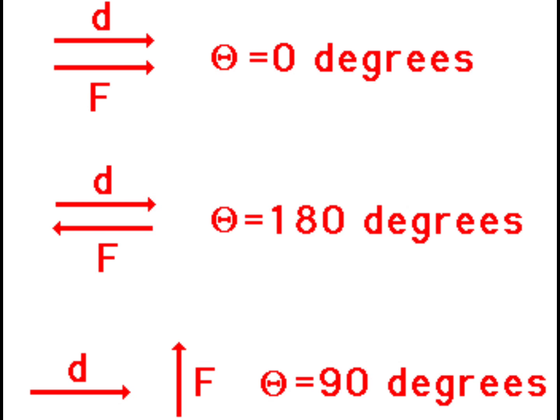When the angle theta is 180 degrees, it means that the force is acting in the opposite direction to the displacement of the object. In this case, the cosine of the angle is -1, which means that the work done by the force is negative and equal to the product of the force and displacement.